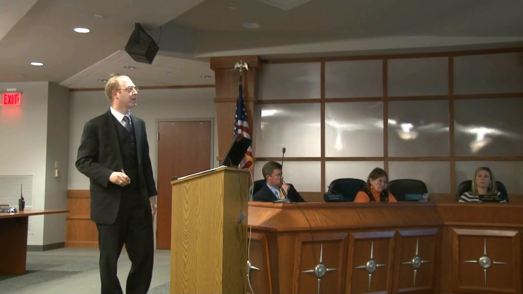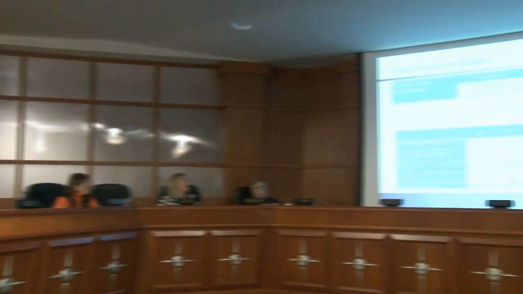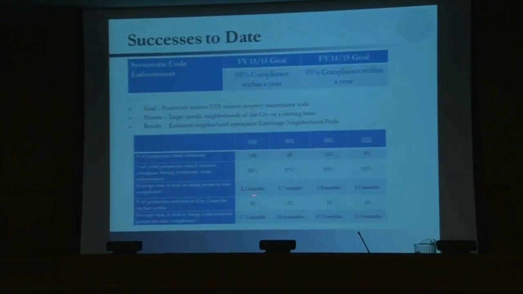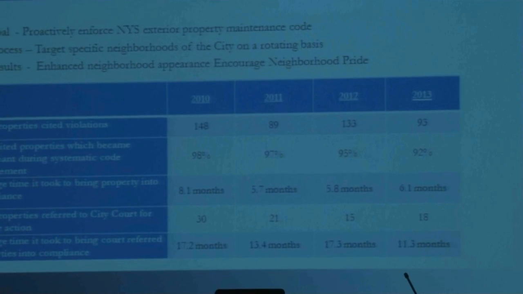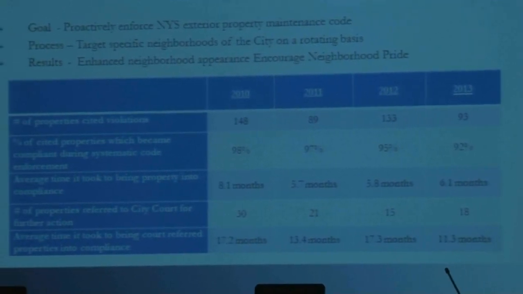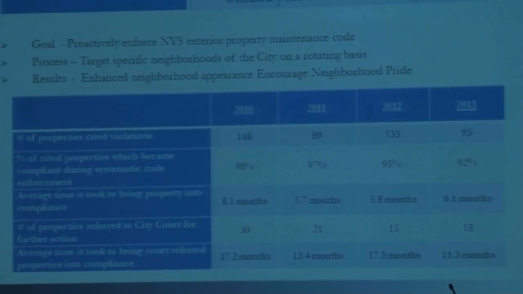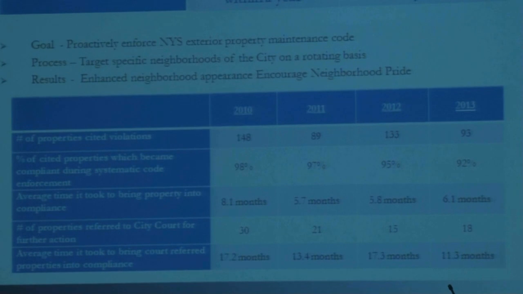And what you've seen is, I think the interesting statistic here is this line right here. The average time it took to bring properties into compliance in 2010 was 8.1 months. In 2013, it was 6.1 months. So what is that saying? That's saying that accountability is happening, the code officers are following up and following through, and you're getting quicker compliance from residents and property owners, I should say. That's important. That's showing that you're showing some success.